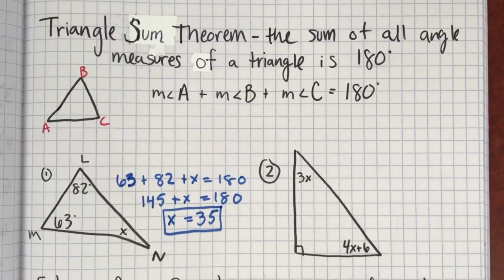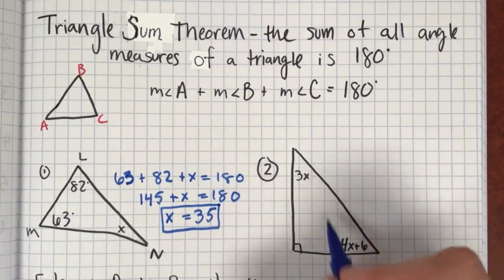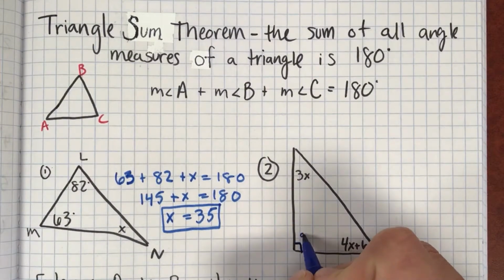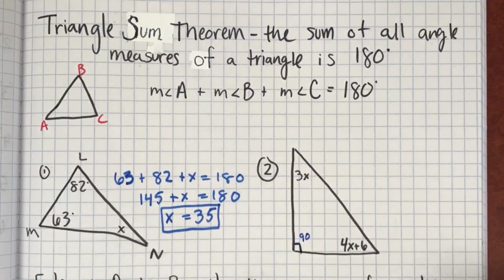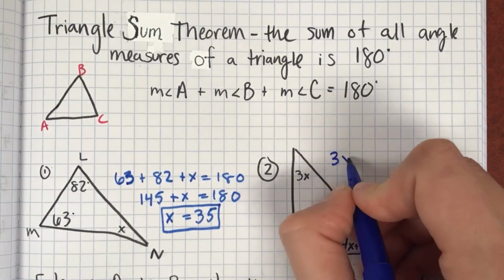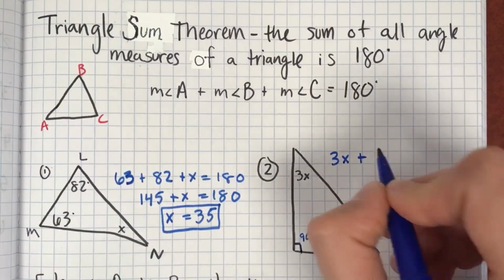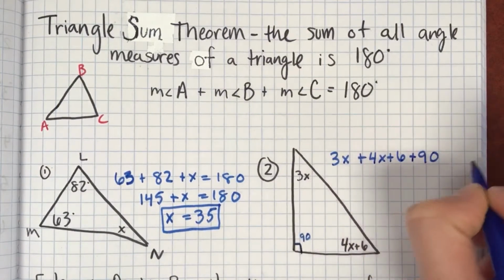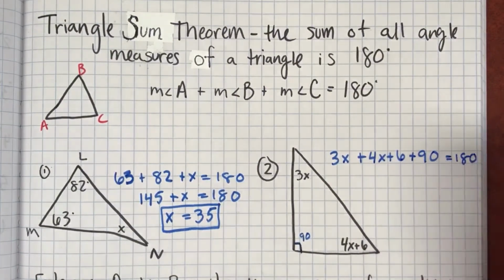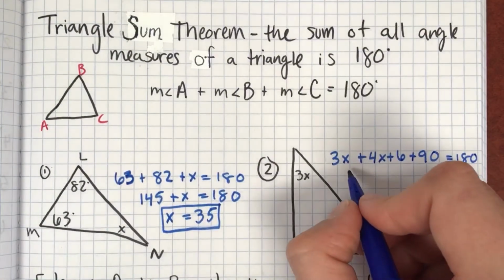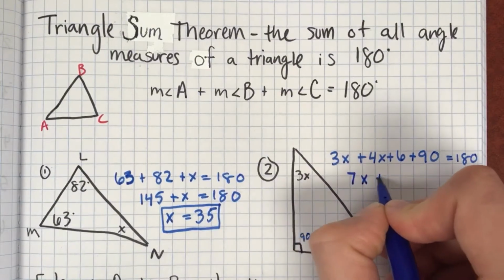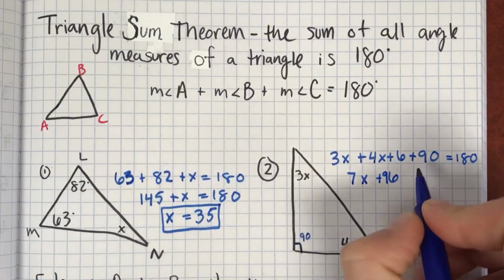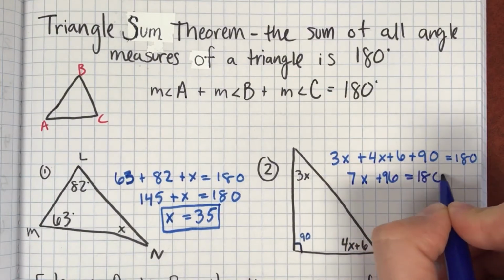Now we can also deal with expressions. So remember, when we have this box in the corner, that means 90 degrees. All right, so here I can add up all three of these angles together. 3x plus 4x plus 6 plus 90 equals 180. So we first need to combine like terms. This will become 96 equals 180.